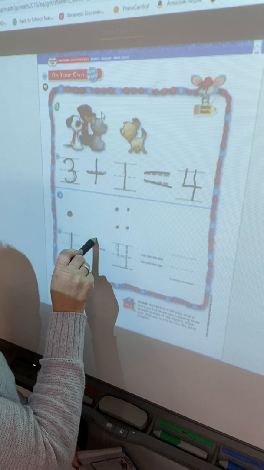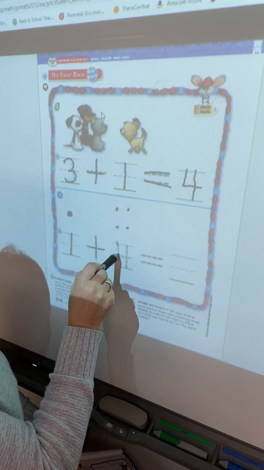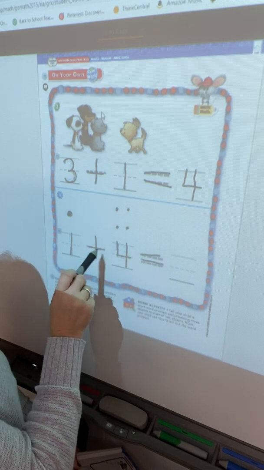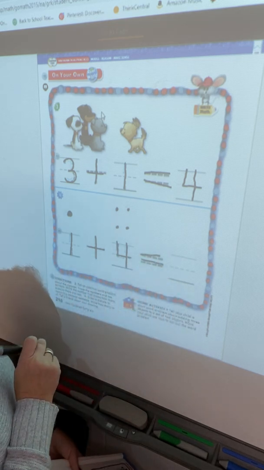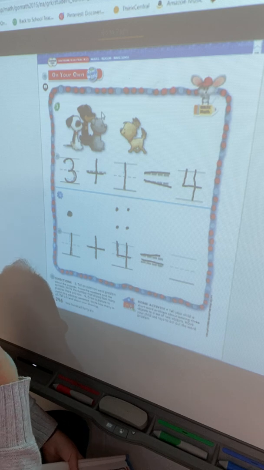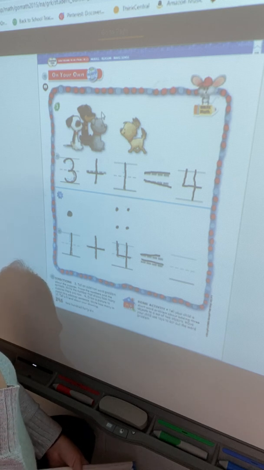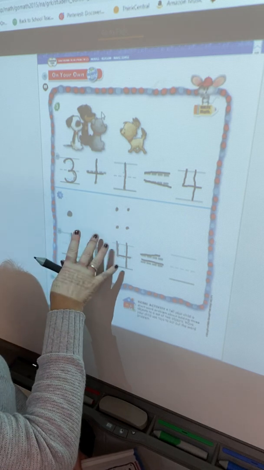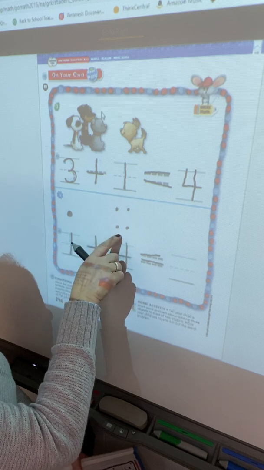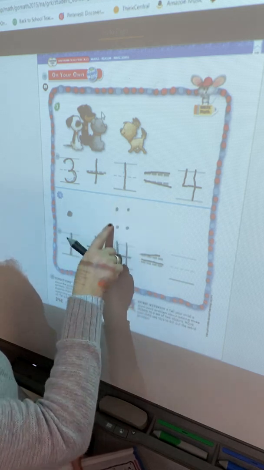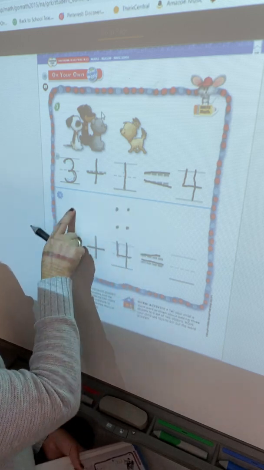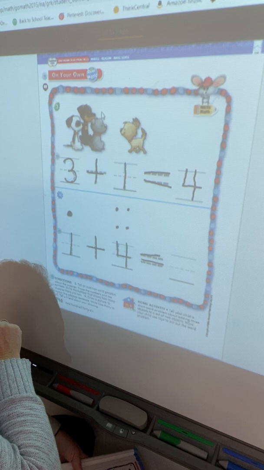Let's trace that number sentence. It's like reading a sentence with words, only now we're reading it with numbers. 1 plus 4 equals how many altogether? Now, if you remember something that I taught you, if you find the biggest number, then you can count on. So which one of these is bigger if we compare them? 4 is bigger. So let's start with 4 and count on one more. 4, 5.